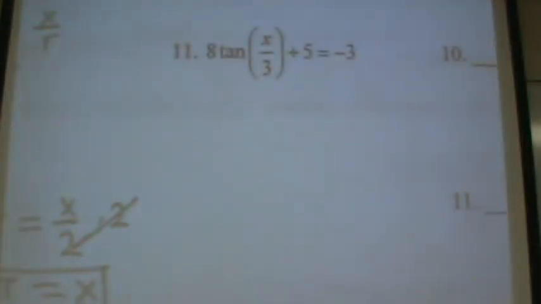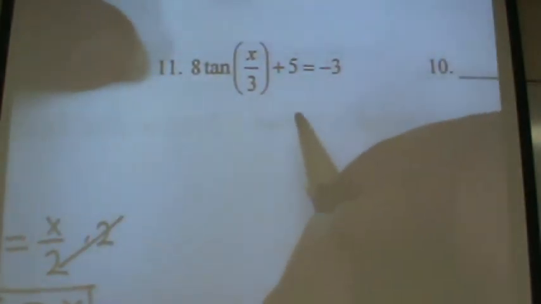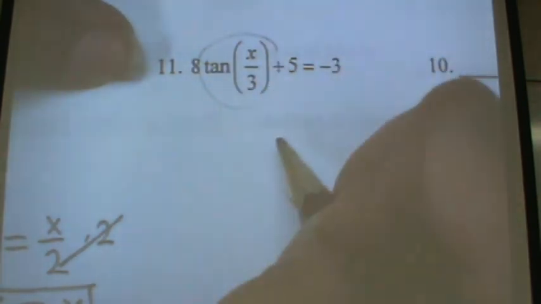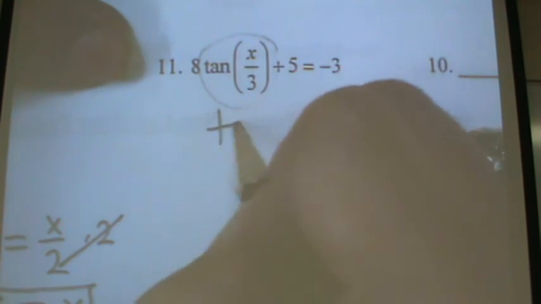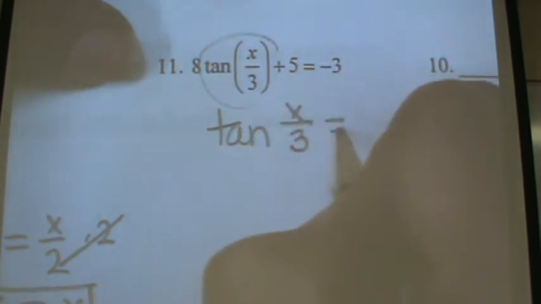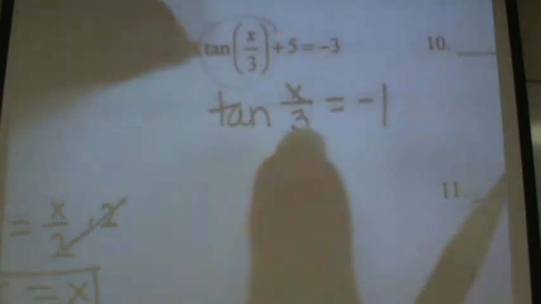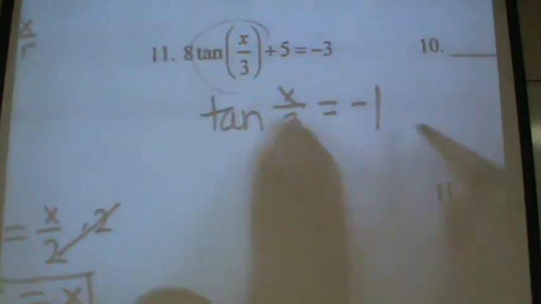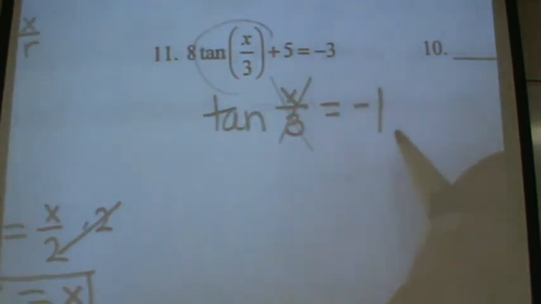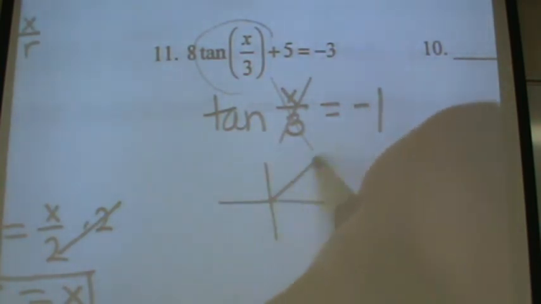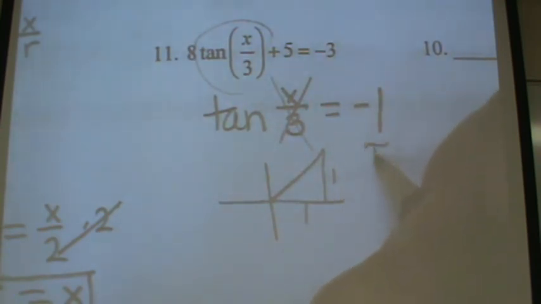Number 11, I got a lot of junk in front and after. What do I got to do to this? You want to isolate this piece right here by subtracting 5 and dividing by 8. So you should all be able to get that right there. Subtract 5, divide by 8, you get -1. Ignore this. What angle are you? If it were a positive 1, it would be pi over 4. But it's not positive 1, it's negative 1.